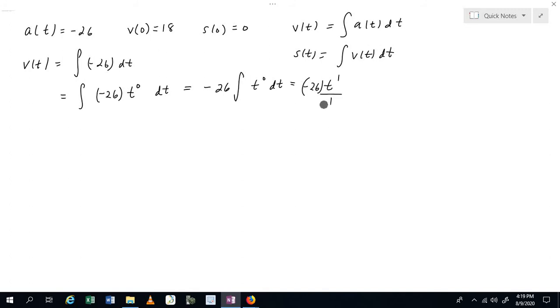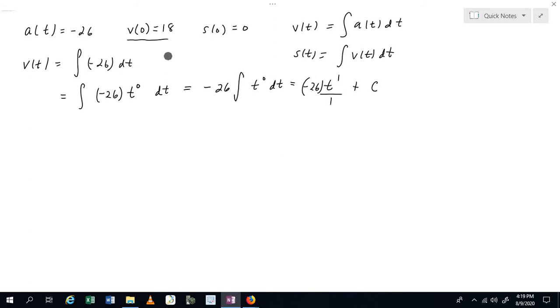Now remember, this is an indefinite integral, and so when you have an indefinite integral, there's actually a whole family of antiderivatives. So don't forget, there can be any constant added to this, and it would still be an antiderivative of negative 26. So there's a whole family of antiderivatives for negative 26. Okay, so this is our velocity function.